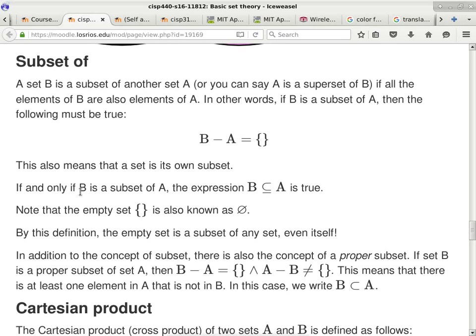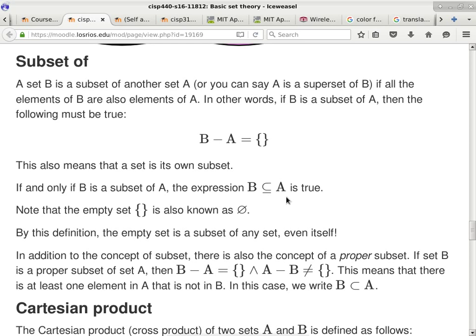Okay, so right here it says, if B is a subset of A, the expression B is a subset of A is true. But in this case, because there's a bar underneath, it's not a proper subset, it really is just subset of. So they can be the same, okay? A set can be considered a subset of itself.